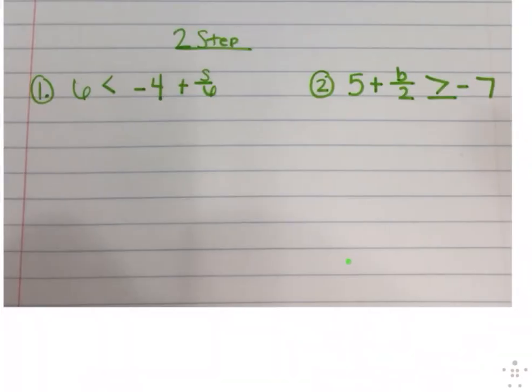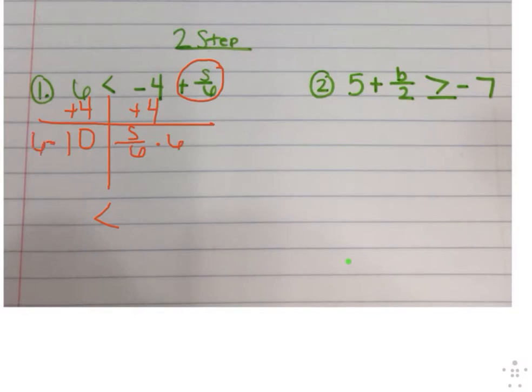Two-step, same exact thing. We're going to circle first our variable. It's positive, so I know that my sign's going to remain the same. I'm going to take care of my constant first, so I'm going to add 4 to both sides. So now I have 10 and s over 6, so that means I'm going to multiply both sides by 6 to get rid of that divide by 6. That equals 1. My s is by itself. And now 6 times 10 is 60.